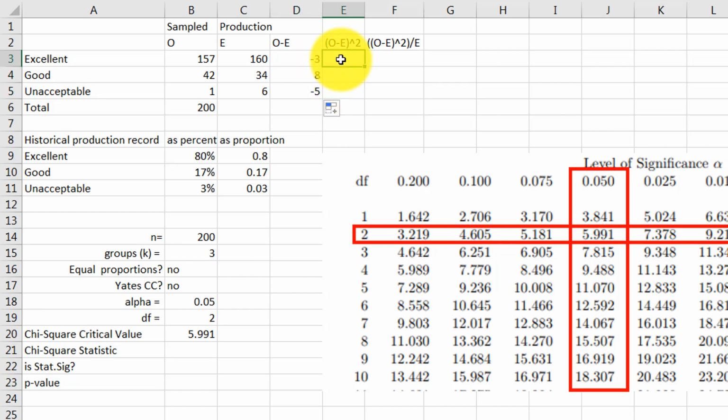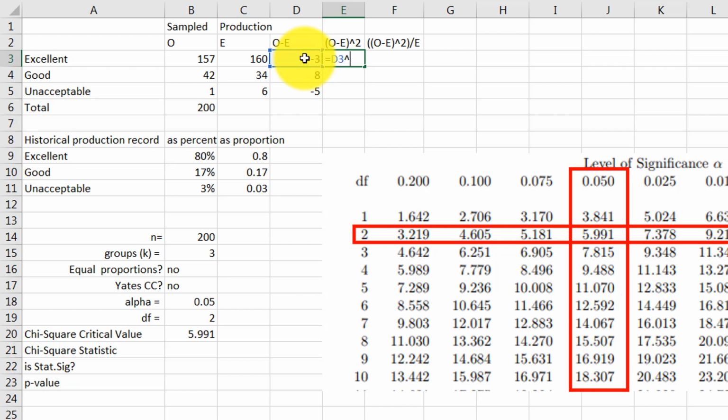Since I don't have any of those cells locked in place, it's just going to move dynamically and be just fine. The next step, we're doing a square. So I'm going to start with an equal sign. Click on the previous column cell where we had the O minus E. So here I'm doing the -3 of the excellent.